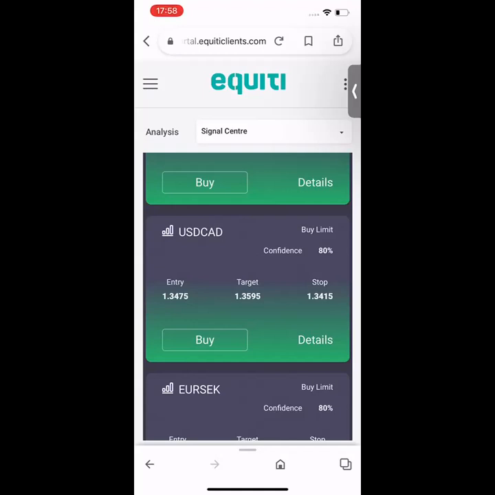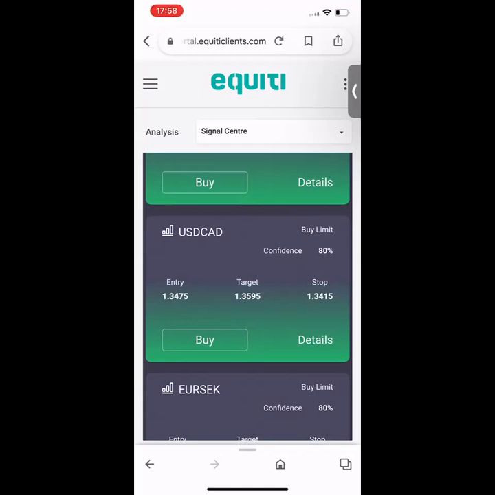I'm making this in Farsi so that when we go over to calculate our pips or our volume, our lot sizes, we would know what exactly we are doing, right? So our target price is 1.3595 and our stop loss is at 1.3415. The beautiful thing is all of these have been given to you.